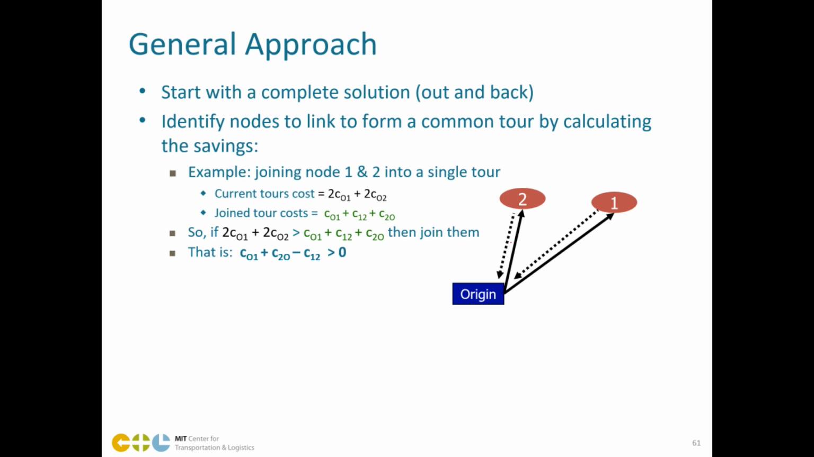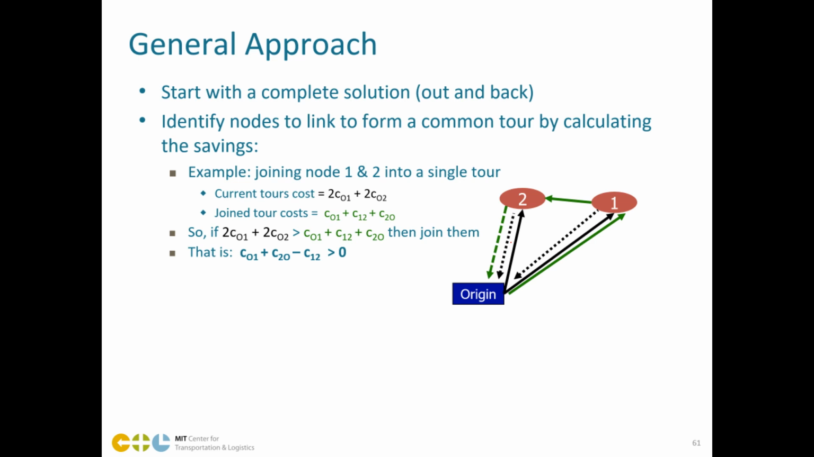So that's my cost. What would my cost be if I joined nodes 1 and 2 into a single tour? Well, it would look something like this, the green arcs, and that would be the cost from 0 to 1, plus the cost from 1 to 2, plus the cost from 2 to the origin. So it makes sense to tie nodes 1 and 2 together in the same tour if the cost currently with the 2 out and backs is greater than the joined cost. That is, if those black costs are greater than the green costs. And if so, then I should join them together.